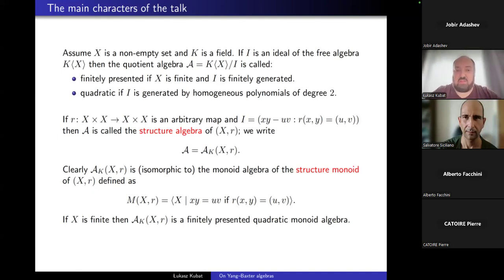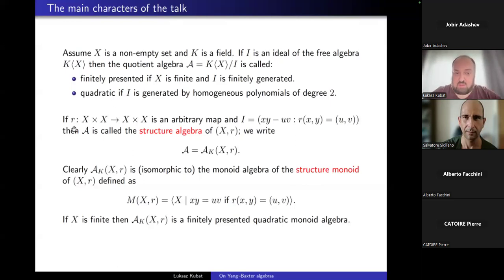We consider the free algebra of non-commutative polynomials on a set X. As we know, each algebra over a field F is a quotient of such a free algebra. If we have a quotient of the free algebra by an ideal I, then this quotient is said to be finitely presented if both the set of generators X is finite and the ideal is finitely generated as an ideal. There is also a second type of algebras we will be considering here, called quadratic algebras, which is exactly the case in which our ideal I is generated by homogeneous polynomials of degree 2.